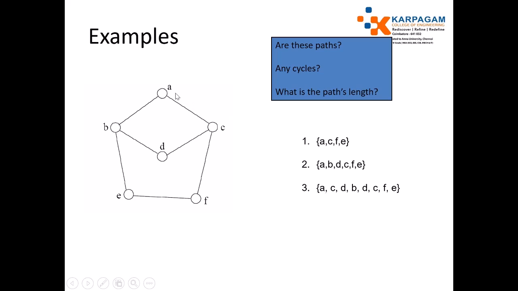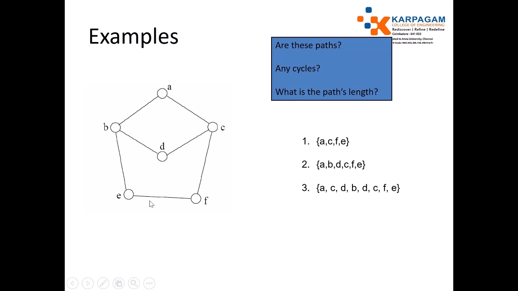We need to check whether it is a path or a cycle, and what the path length is. A to C, C to D, D to B, then B to D again, then C, then F, then E. A to C, C to D, D to B, B to D again, C, F, E.